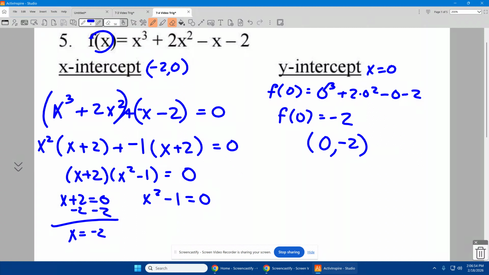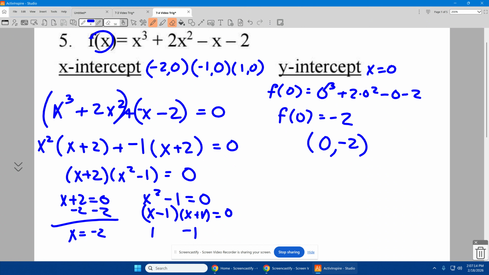Well, what about the other one? This is a difference of squares. Notice that's just x minus 1 times x plus 1. So you're going to get 1 as a solution and negative 1. So we get 3 solutions. You get negative 1, and again, your y value is 0, and you're going to get a positive 1, 0.